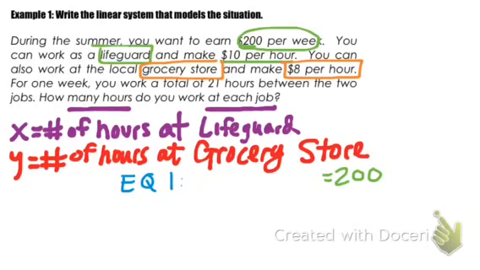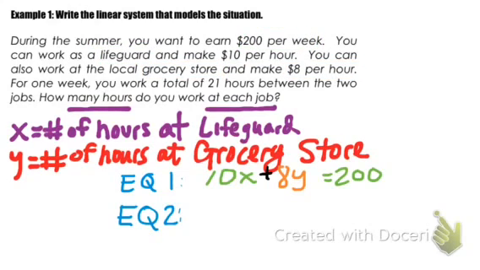To make that $200, we get paid $10 an hour at the lifeguard position. So in addition to that, we make $8 per hour at the grocery store. So this equation right here would represent how much we would make in the summer if we wanted to earn $200 per week.